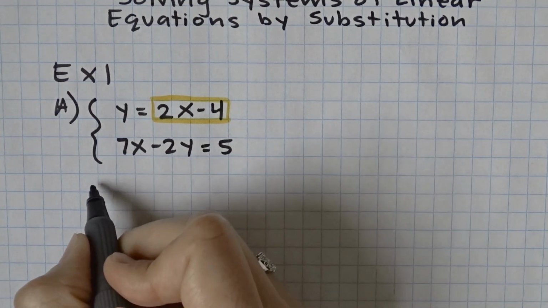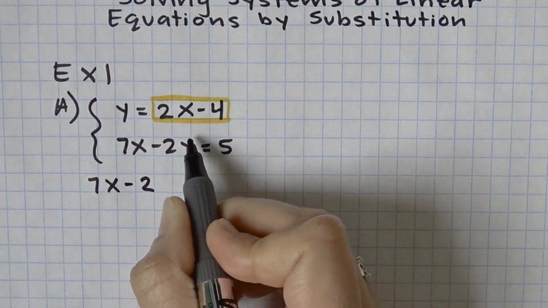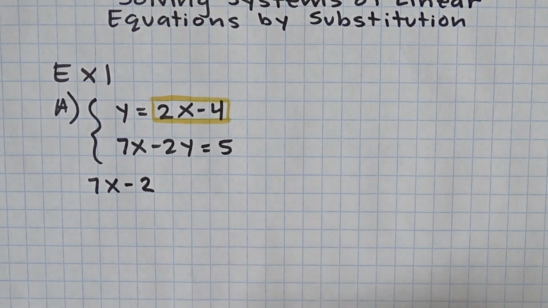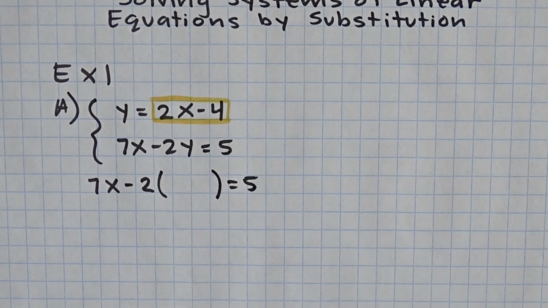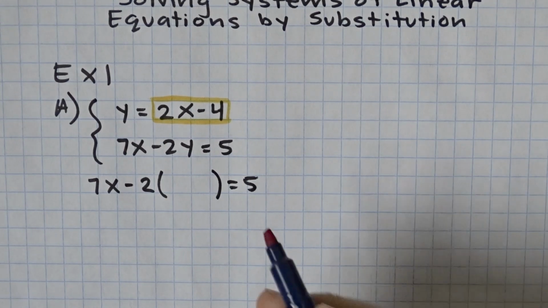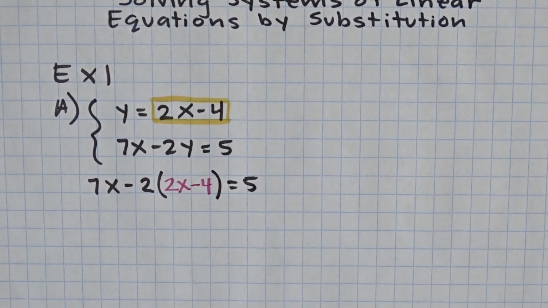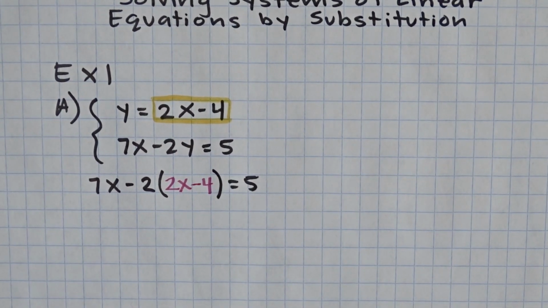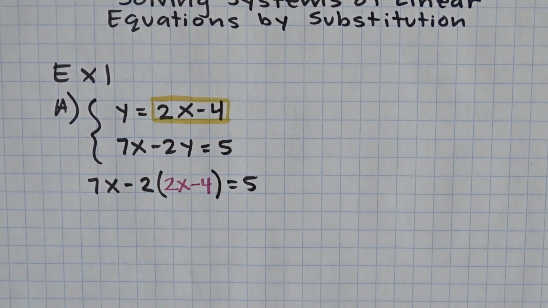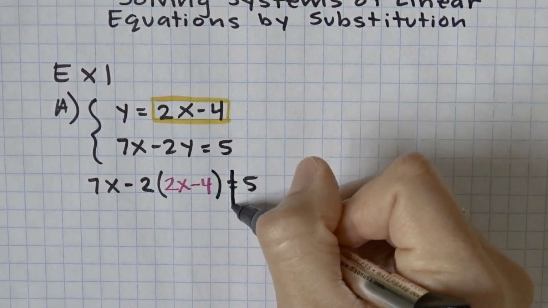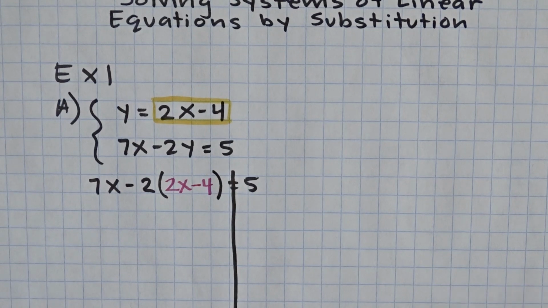So it's going to become 7x minus 2. Again, I'm not going to call y by y. I'm going to call it by its nickname, 2x minus 4, equals 5. Right? So y's nickname is 2x minus 4. Okay? I did not change the equation. I am actually just substituting the nickname for y in there. So now, notice I don't have a y in my equation anymore. It's all x's. So now I can focus on finding x.